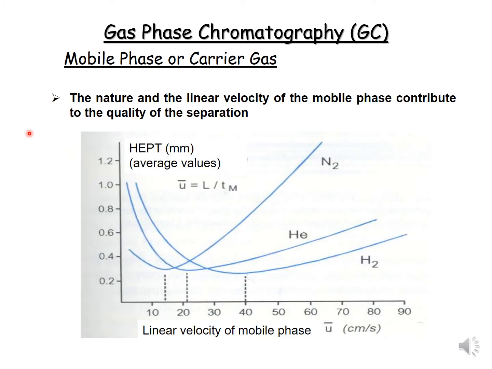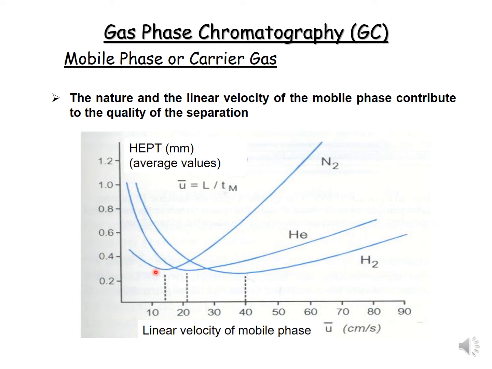The nature of the gas, the carrier gas, is also important in terms of optimization. There is no interaction, but you can have some influence on the linear velocity of the mobile phase, the flow rate. And you see, for example, in this particular example, the representation of the van Deemter equation for different gases: nitrogen, helium, or hydrogen.